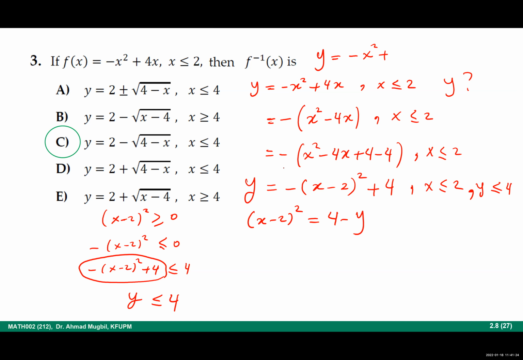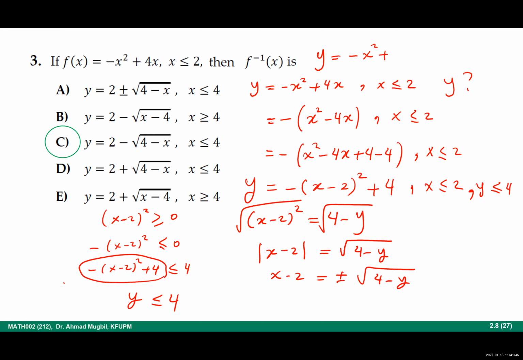Now I will take the square root of both sides. I think we can do that. Here we will have what? The absolute value of x minus 2 equals the square root of 4 minus y, which leads to x minus 2 equals positive or negative square root of 4 minus y. This is not an option, by the way, because this is not a function. For each x, you will have 2 y's.